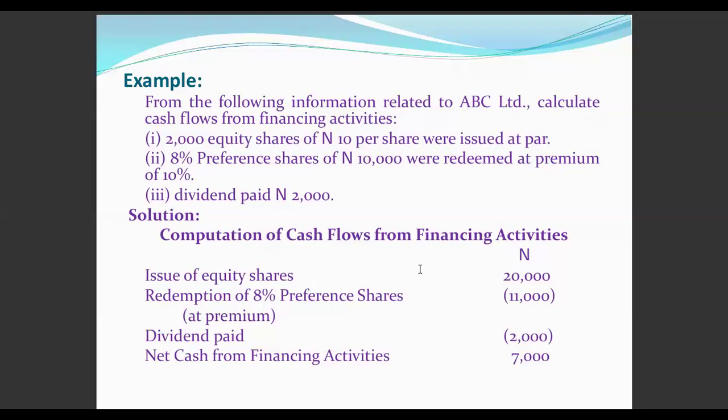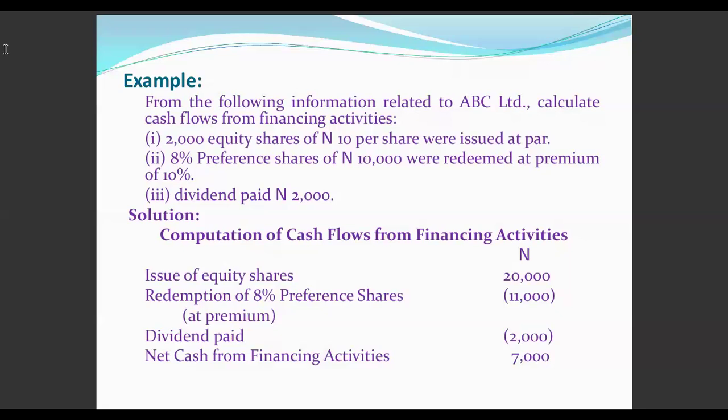The 2000 equity shares of 10 rupees per share were issued at par. 8% preference shares of 10,000 were redeemed at a premium of 10%. Dividend paid is 200. So in this case, I have done the cash flow for investment purposes, and hence whatever cash is coming in or going out, I just need to calculate and find the cash flow.